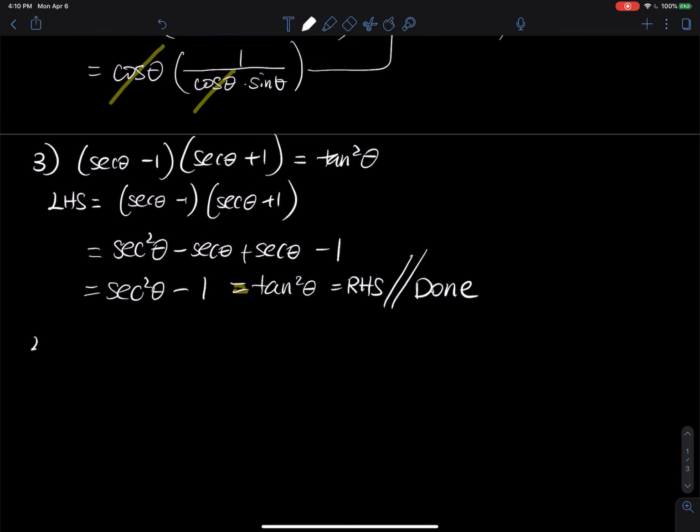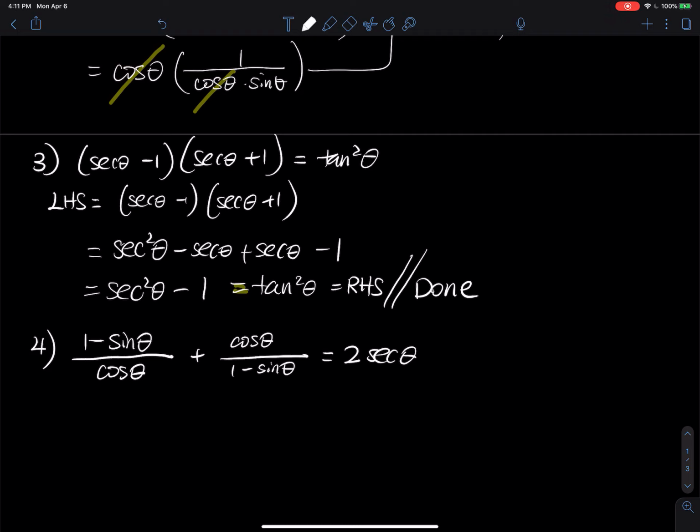Alright, moving on to number 4. 1 minus sine theta divided by cosine theta. You may pause the video at any time to work on this. So for example, I write this problem for you, right? That equals to 2 secant theta. If you want, you can pause the video, work it out yourself, and then resume to my video to see if you get the answer right.